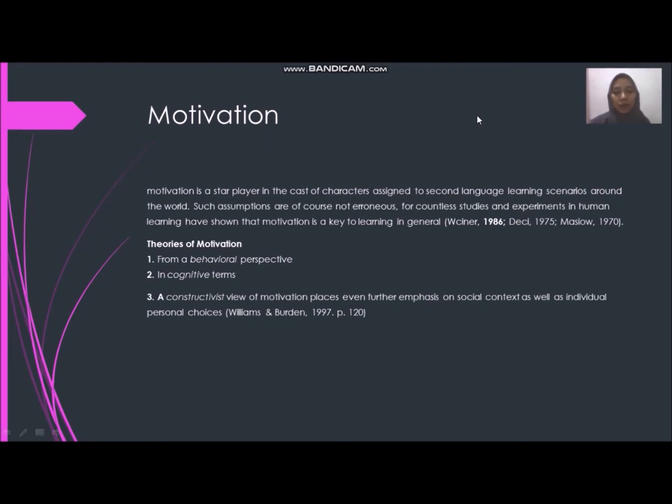Second, in cognitive terms, motivation places much more emphasis on the individual's decision, the choices people make as to what experience or goal they will approach or avoid, and the degree of effort they will expend. Some cognitive psychologists see underlying needs or drives as the compelling force behind our decisions.